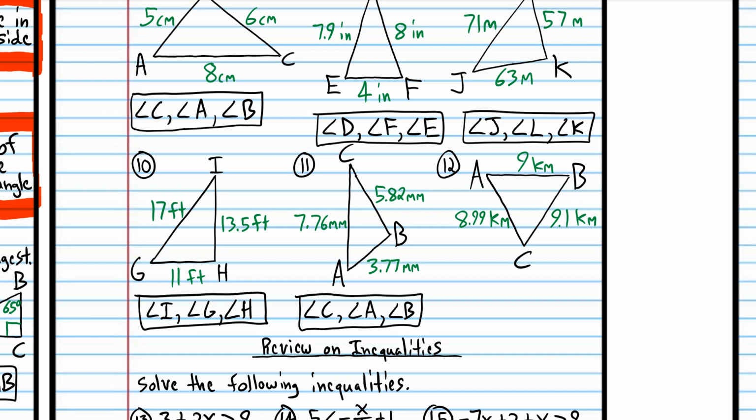All right, we're back. The smallest side is 8.99 kilometers. So angle B is opposite that side. That must be the smallest angle. And then 9 kilometers is the next biggest side. So the angle opposite that side must be the next biggest angle. And the biggest side is 9.1 kilometers. So the angle A opposite that side must be the biggest angle. So if you got those answers, good job.